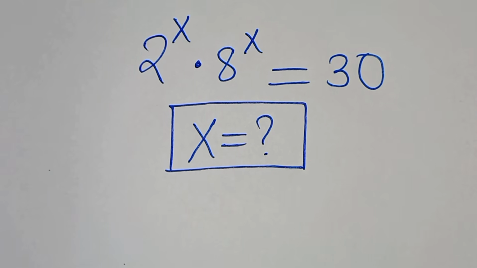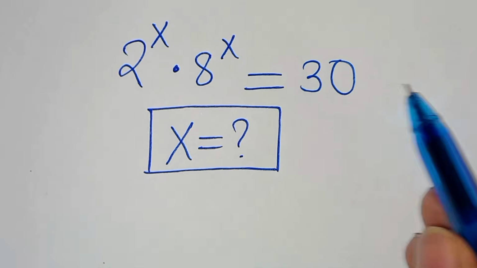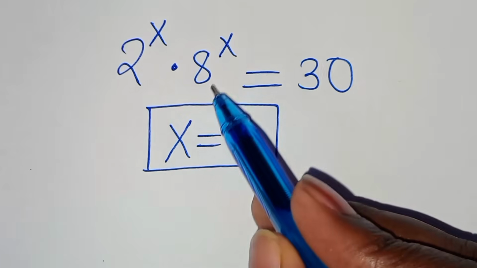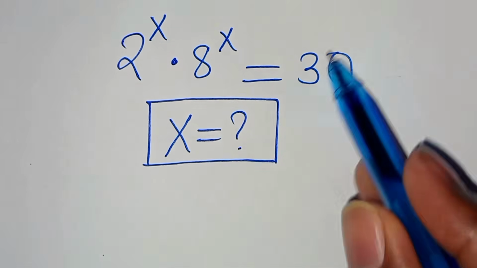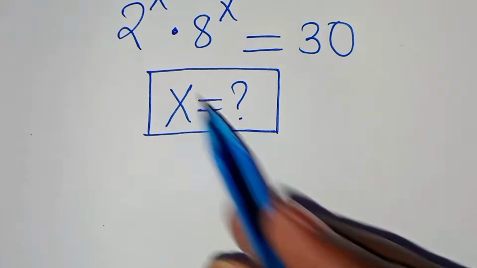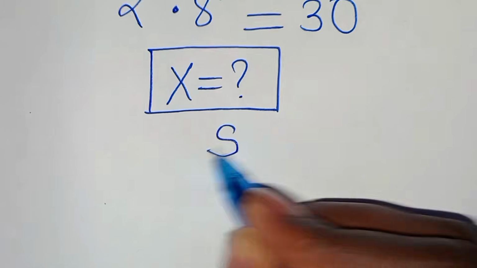Hello, you're welcome to solve this nice exponential equation, which is 2 to the power of x times 8 to the power of x. This is equal to 30. So what is the value of x? Now let's provide a solution from here.